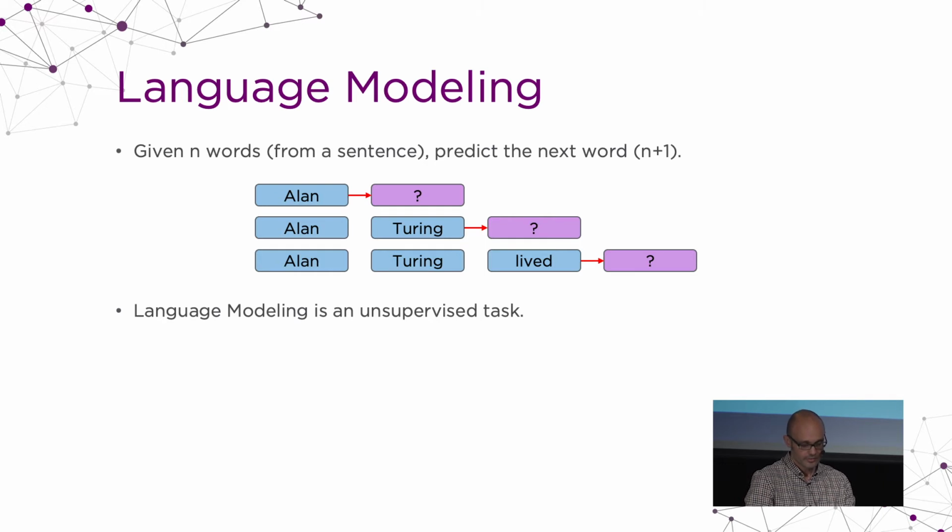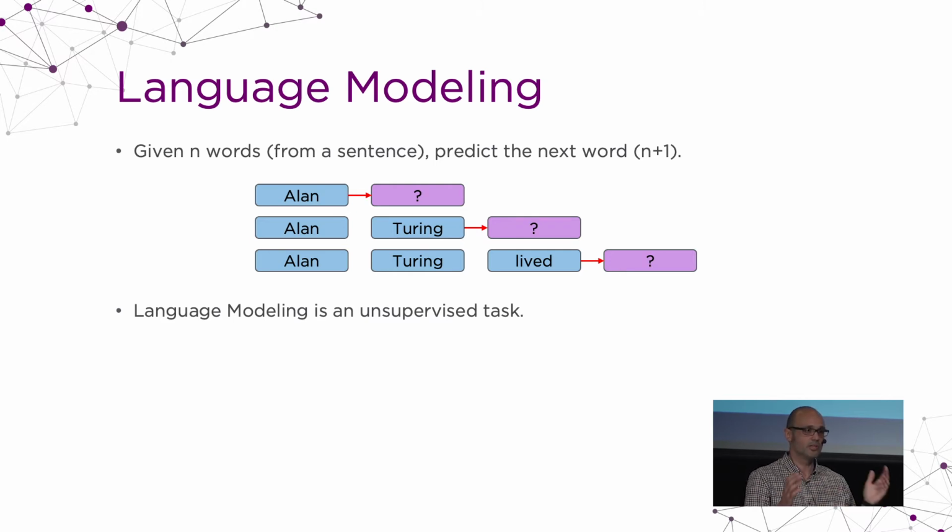So you can see that one key point is that language modeling is unsupervised. You can see from this example why. I don't need to label the output, I can just read it from the text. And this is very important because it means that I will be able to get a lot of data in a very cheap way.